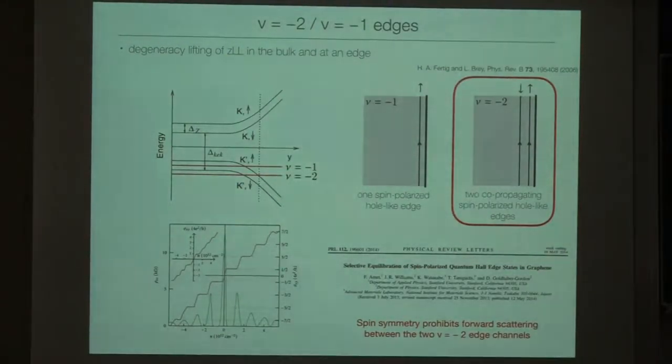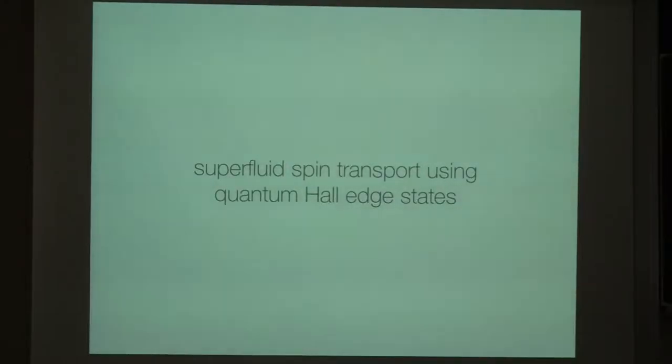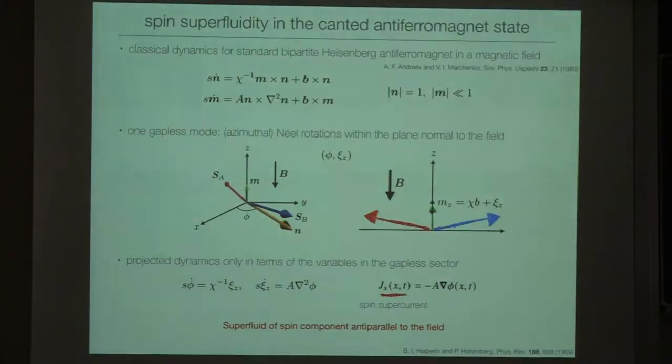Okay, so let's try to probe this. Well, I'm not going to probe it. I'm just going to propose a way to probe this using spin superfluidity. And so let me just, I think Yaroslav already gave the introduction on this, so I'll just be quite brief. But just to see how this phenomenon arises in antiferromagnets, what you do is you start off with classical dynamics for bipartite Heisenberg antiferromagnet in a magnetic field, in terms of the Néel vector, which is normalized here, and normalized total spin density, which is much less than one in the limit of strong local Néel order.